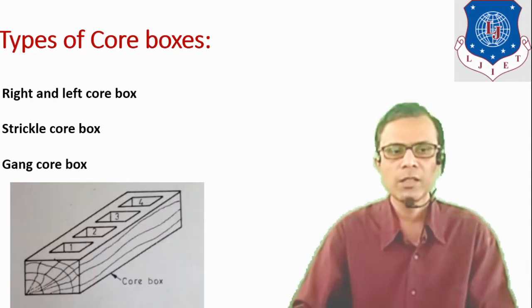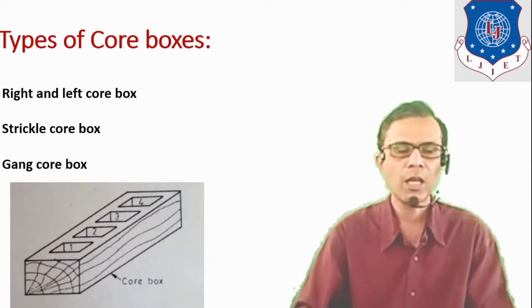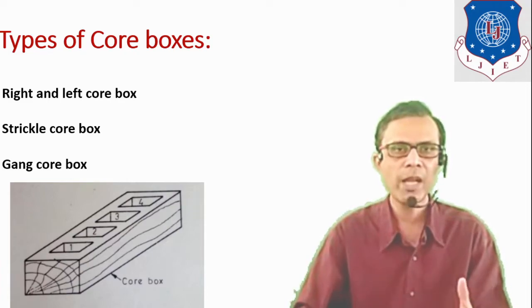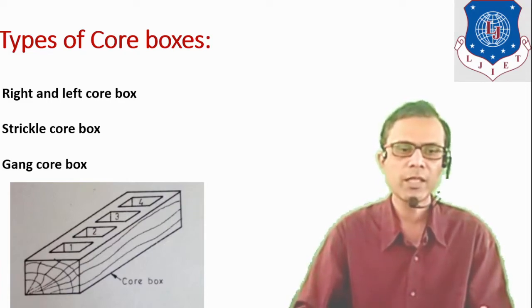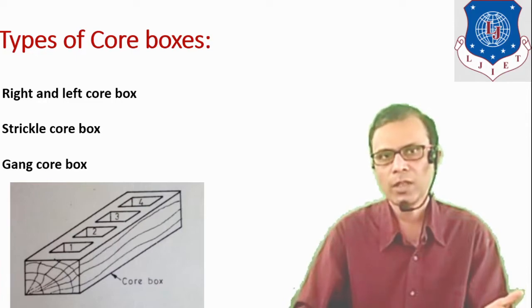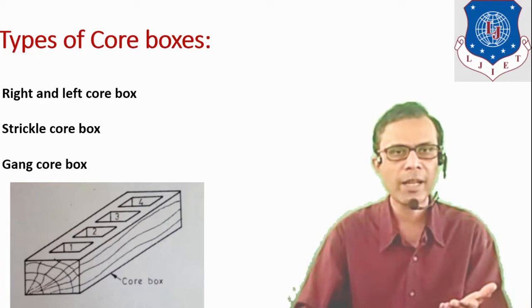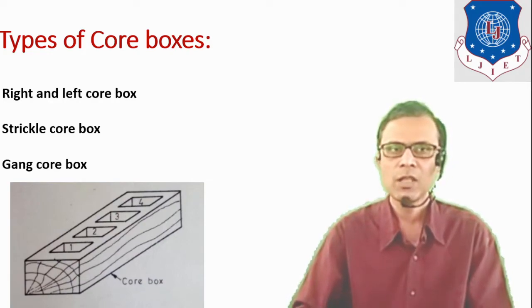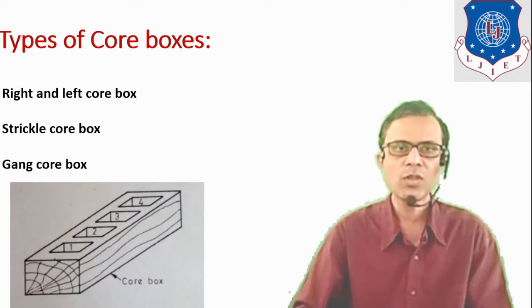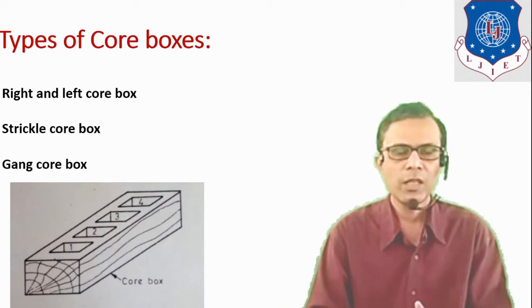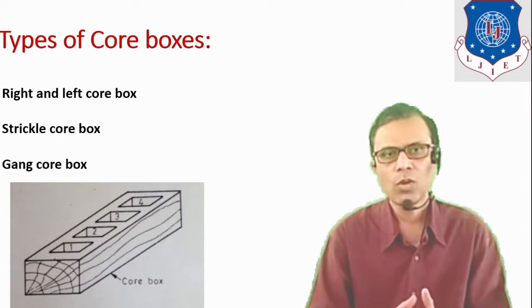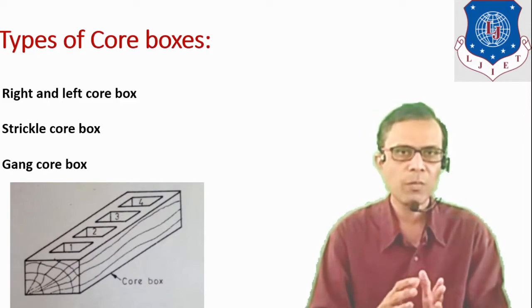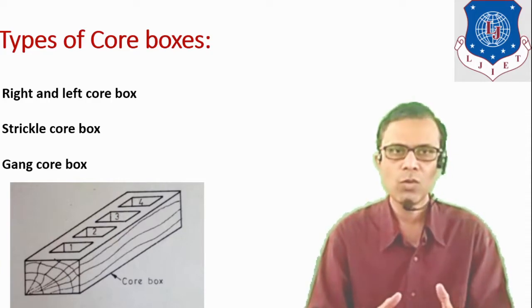Another types are right and left core box. If a core is not symmetrical about its axis, then it can be made in two different parts, that is right and left. So particularly if it is like a right angle, then that type of core can be produced with right and left core box. Trickle core box can be used if a core is not of regular shape. So the purpose of using trickle core box is to produce irregular shaped core.